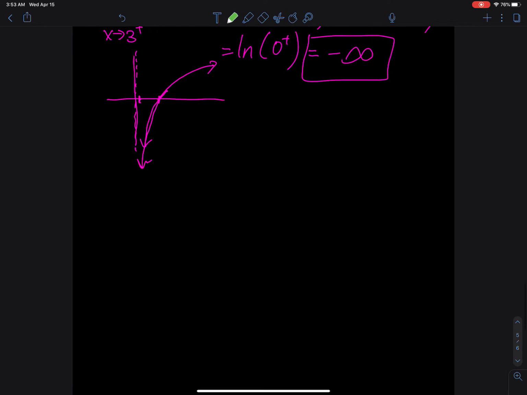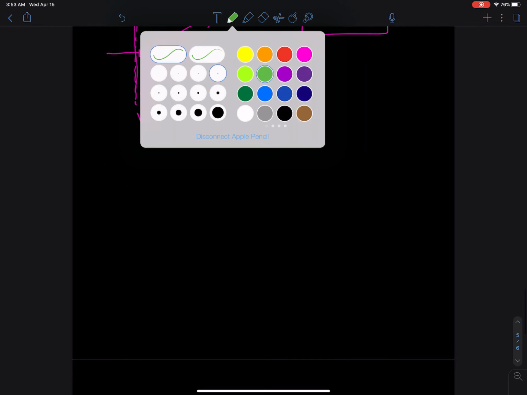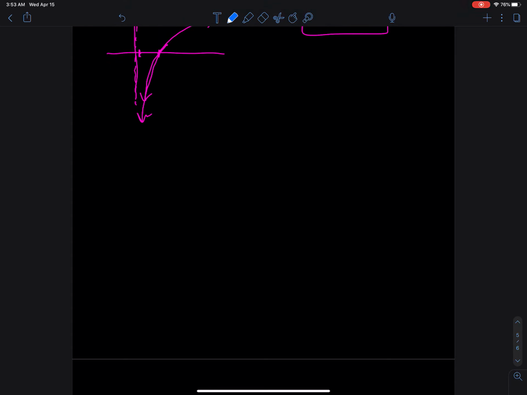Part E, change another color. So let's use blue. So part E, we have a limit as x approaches 2 from the right, and then we have a quadratic expression, x squared minus 2x minus 8, over x squared minus 5x plus 6. If you plug in 2, you will get a 0 in the denominator. I did the math for you.